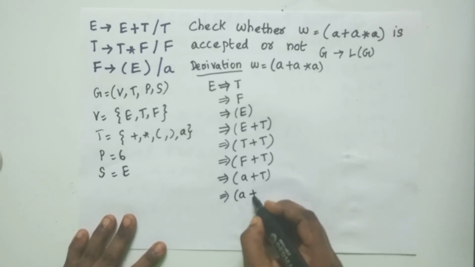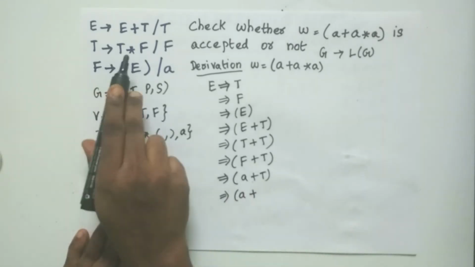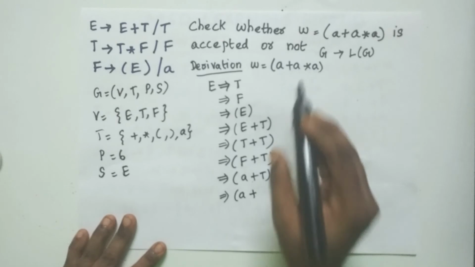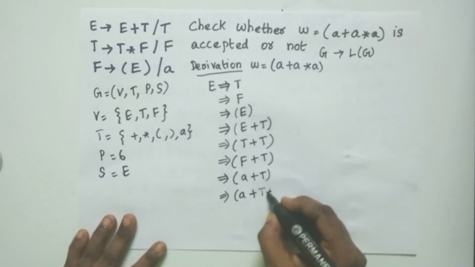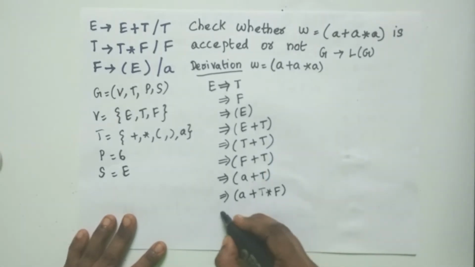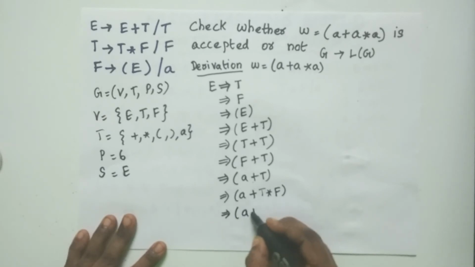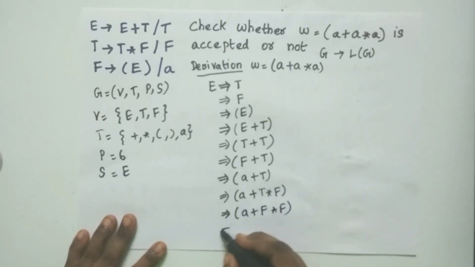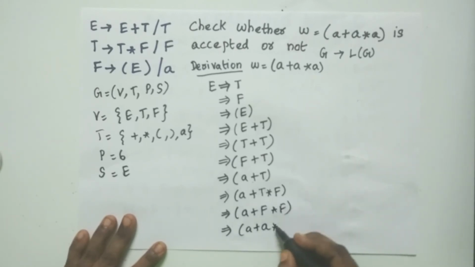So A plus T can be expanded with either of the two productions. But your string is A star A, so you can expand with T star F. Again T can be expanded with F. Now again F can be expanded with A, and the same, this F also can be expanded with A. And you are able to derive this string.